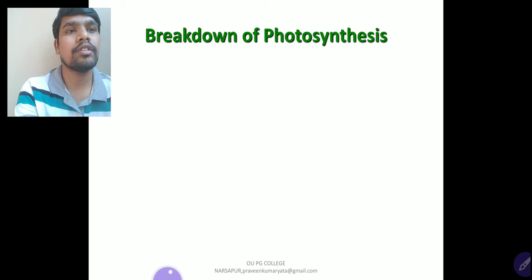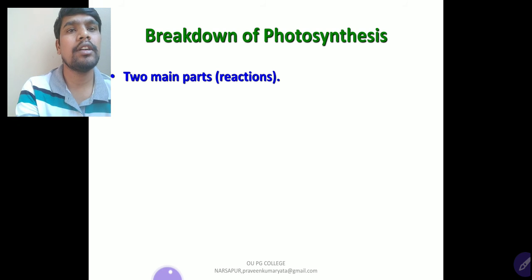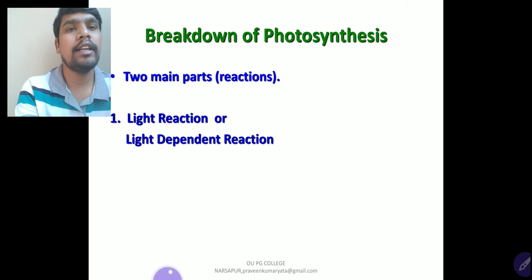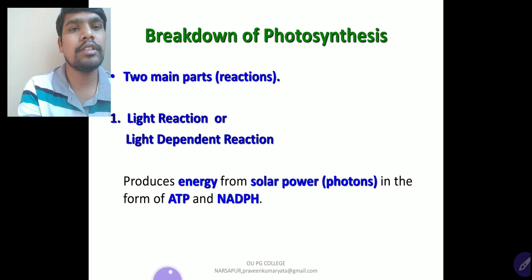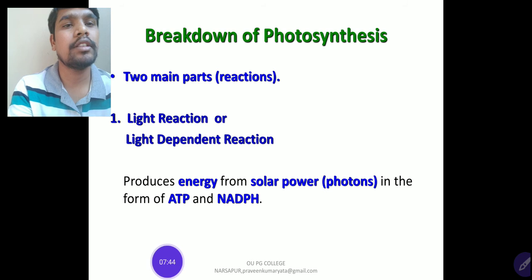Breakdown of photosynthesis: two main parts. Light reactions are light dependent reactions, and produce energy from solar power, that is the photons, in the form of ATP and NADPH.